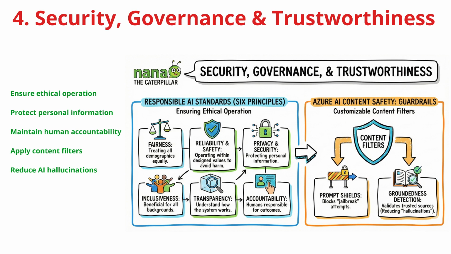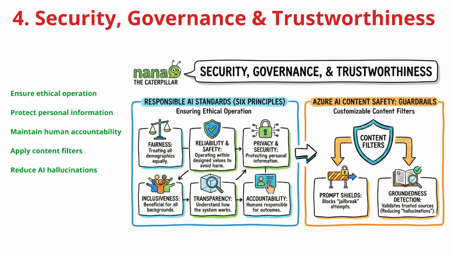Next is reliability and safety, ensuring the system operates within designed values to avoid harm. We must also prioritize privacy and security to protect personal information. Furthermore, AI requires inclusiveness to be beneficial for all backgrounds. We need transparency to understand how the system actually works. And finally, accountability, ensuring that humans remain responsible for the AI's outcomes.